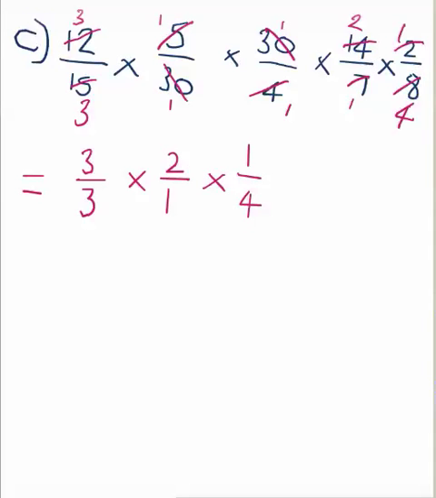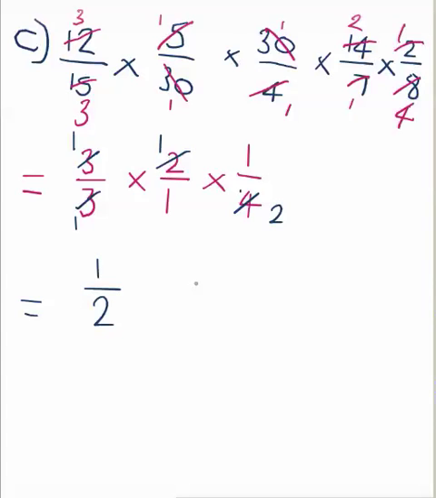I can see I can cross off my 3 and 3, and that's now a 1 and a 1. And my 2 and 4, well, 2 divided by 2 is 1, and 4 divided by 2 is 2. And so I'll finally be left with 1 times 1 times 1, which is 1, over 1 times 1 times 2, which is 2. So after all that, the answer was simply a half.